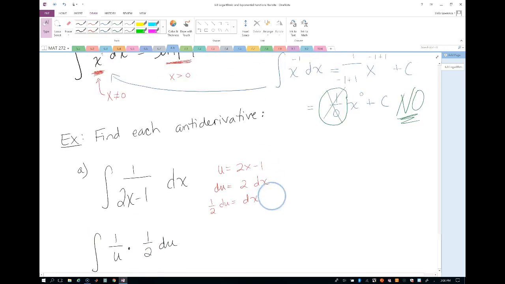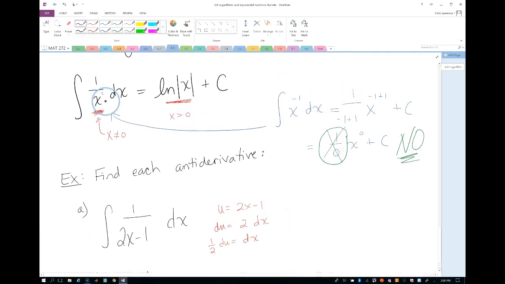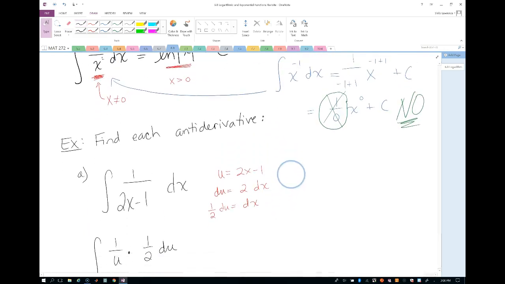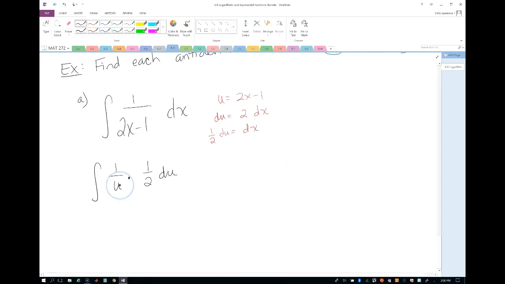Now, the integral of 1 over u and the integral of 1 over x mean the exact same thing. You've got 1 over just a linear variable. So that's going to turn into natural log of u. The 1/2 is just a coefficient. And since we're not evaluating, we say plus c, but remember, you're not done until you turn this back into a function of x. So 1/2 natural log of 2x minus 1 plus c.